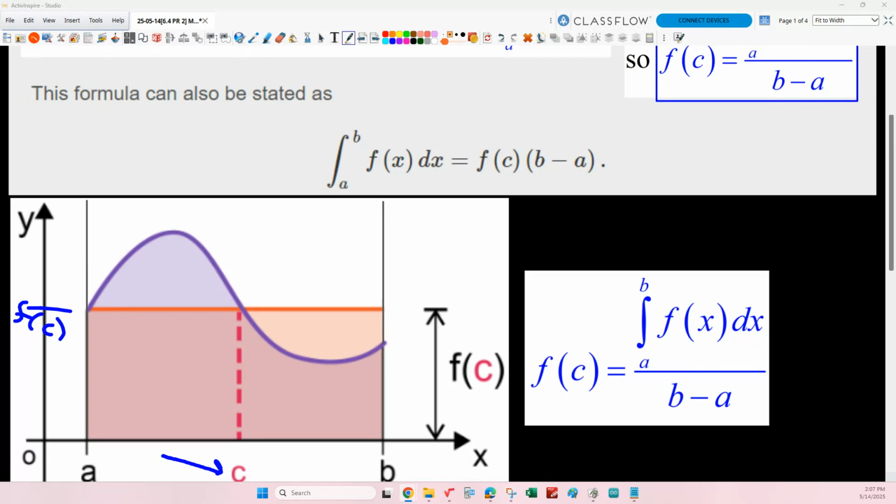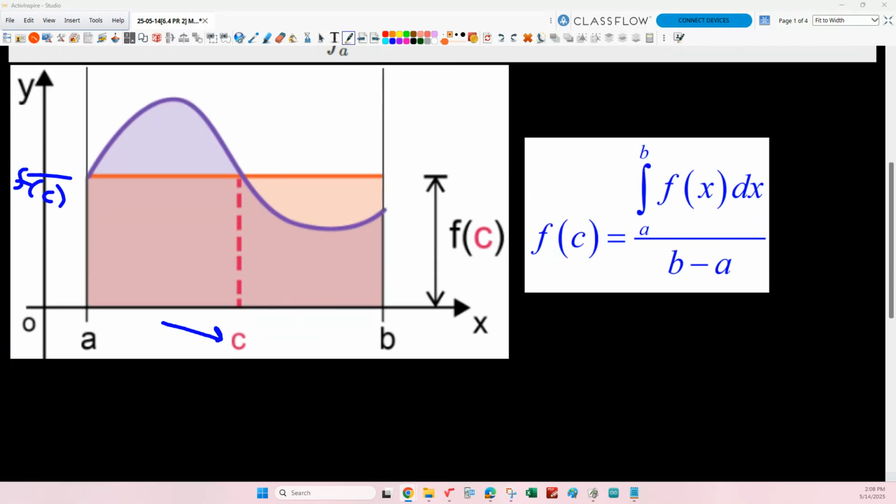You could call it something else if you wanted to, but I don't know what else to call it, because that's what we always call it, f of c. That stands for the average value. So then that height times the width, which is just b minus a, those are equal areas. This one's a rectangle, that one's complicated, but they're equal, right? Everybody see that? So to solve for f of c, all I have to do is just divide each side by b minus a. And that's how we define the average value of a function.